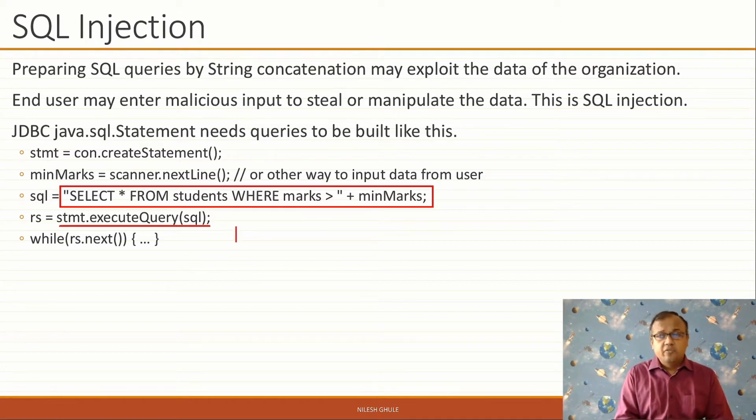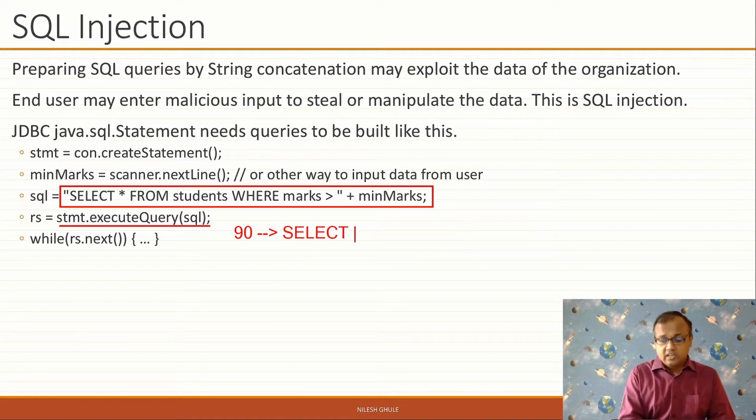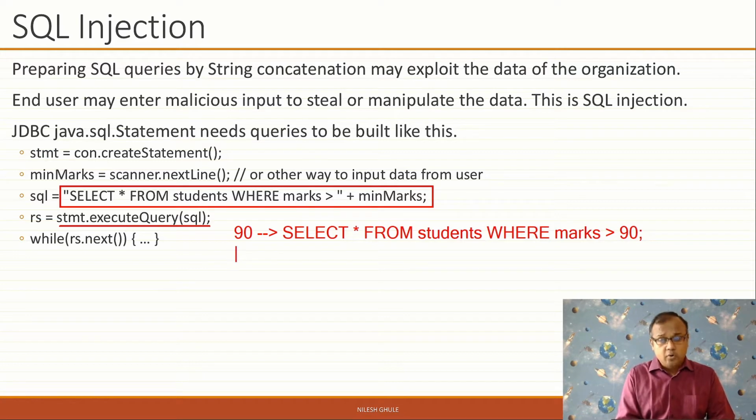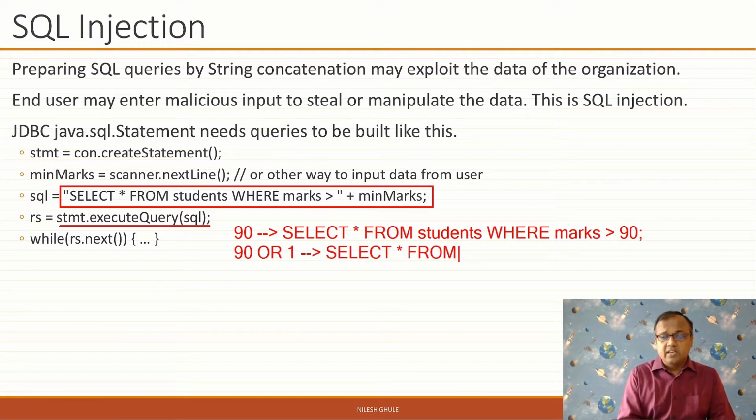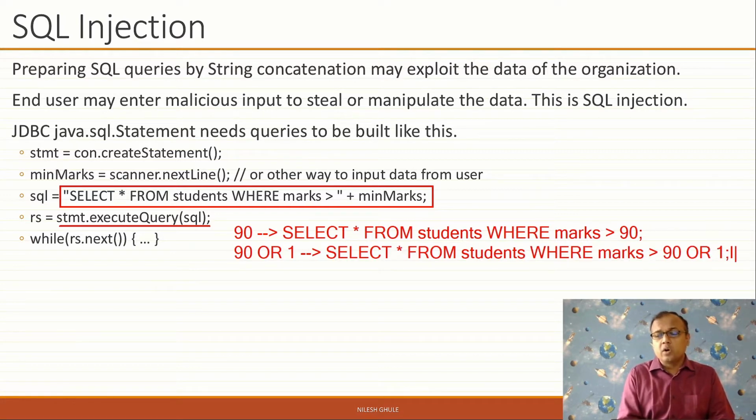Like if the user gives minimum marks 90, at that time the query remains simple: select star from students where marks are greater than 90. However, if the user enters 90 or 1, then the new query will be select star from students where marks are greater than 90 or 1.